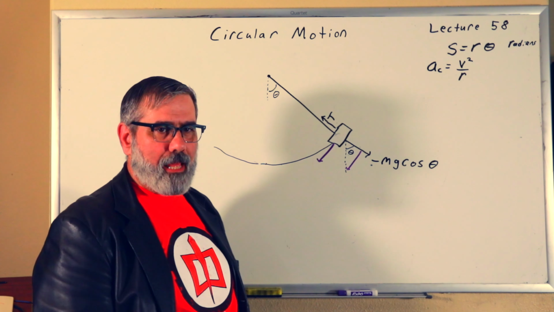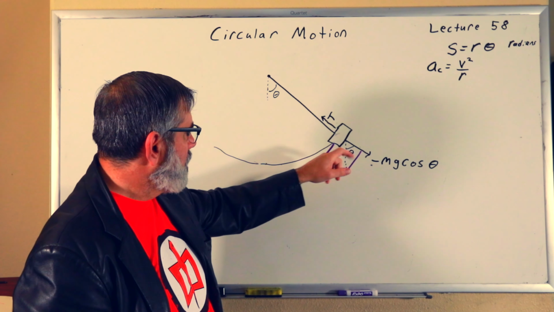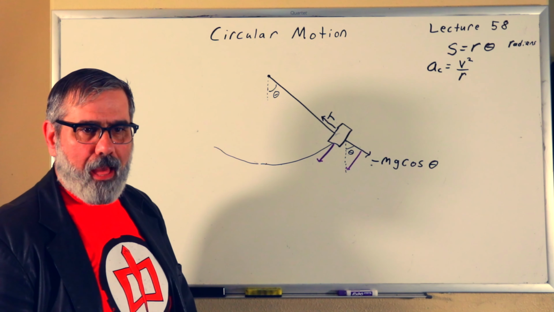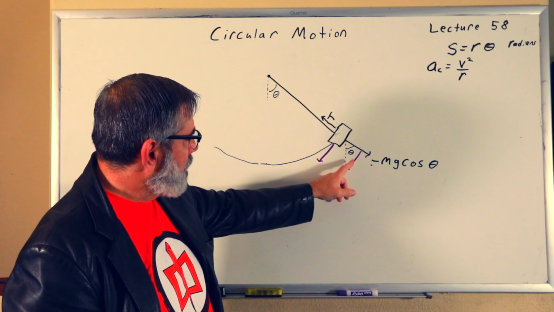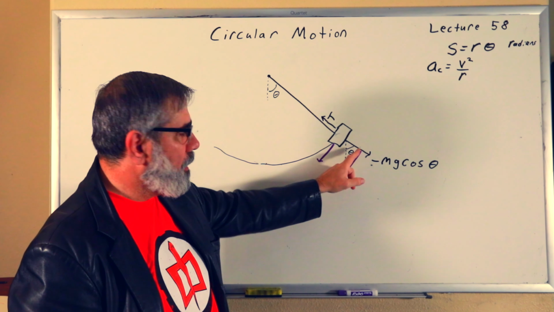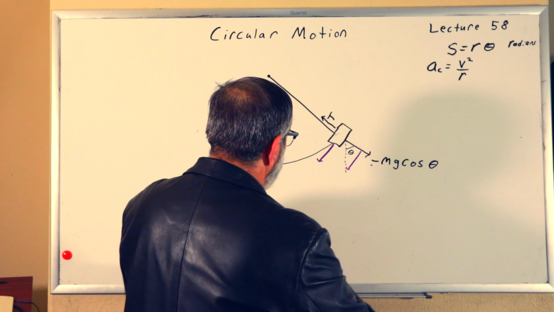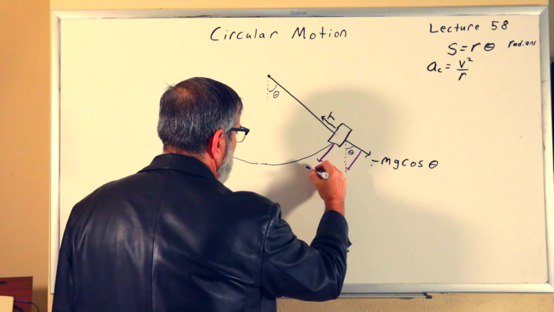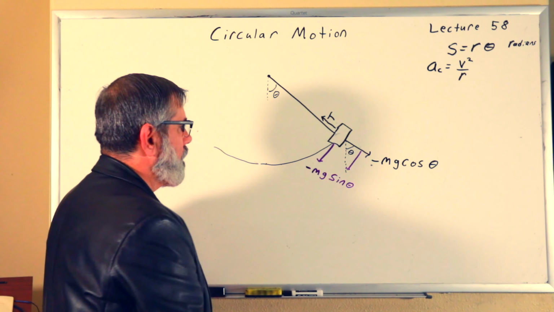The purple is the tangential acceleration. I've drawn it in two places. Here, so you can see it's tangential to this curved path. It's the thing providing the velocity. But I've also drawn it over here so you can see how it relates to the angle theta. And this, I guess I could write it in purple, is minus mg sine of theta.